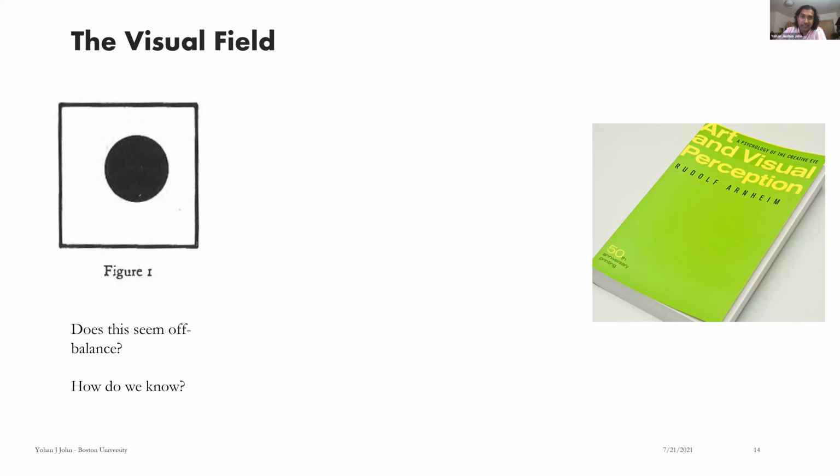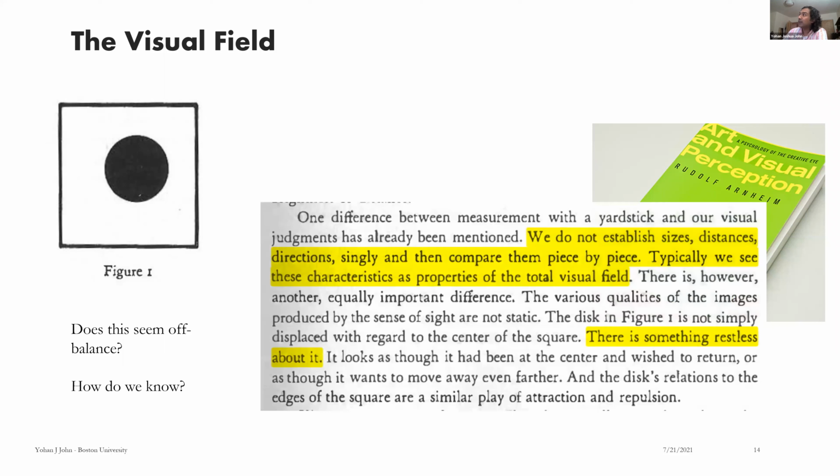I think the answer is yes. At least for me, I could be like, oh, it's not centered. And when I make things in Adobe Illustrator, I'm extremely obsessive about aligning things. I could even see when something is like 1 or 2 pixels off. So the question is, how do we know we're not doing explicit math? We do not establish sizes, distances, directions singly, and then compare them piece by piece. I think this is just a claim, but I think intuition is allowed for now.